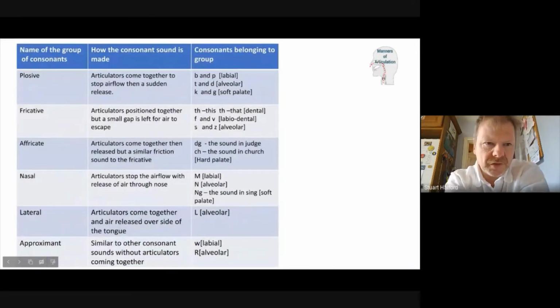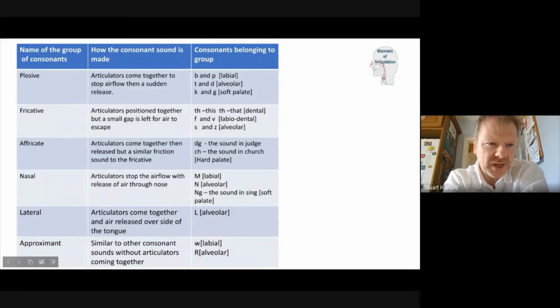Now, each of the groups of consonants have a particular name. So we have the place of articulation, and that's what we just went through. And then we have what's called the manner of articulation, how those sounds are actually made. So the first group is the plosives, and this is when some of the articulators come together, it stops the air, and then it's suddenly released.